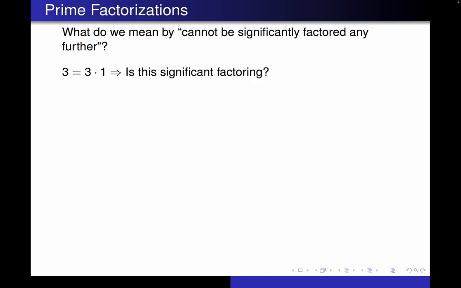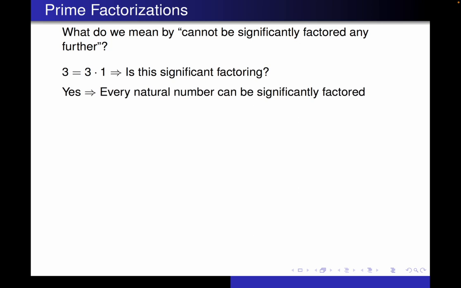Well, let's see. There are 2 possible answers to that question, right? Either yes or no. And let's consider each one individually. So if the answer is yes, that means that literally every natural number can be significantly factored, right? So if I have a number n, I can factor it into n times 1. That's a significant factoring, and that's not great because that says every natural number can be significantly factored. That means there are no primes anywhere. We don't want that. All right. So the answer is no.